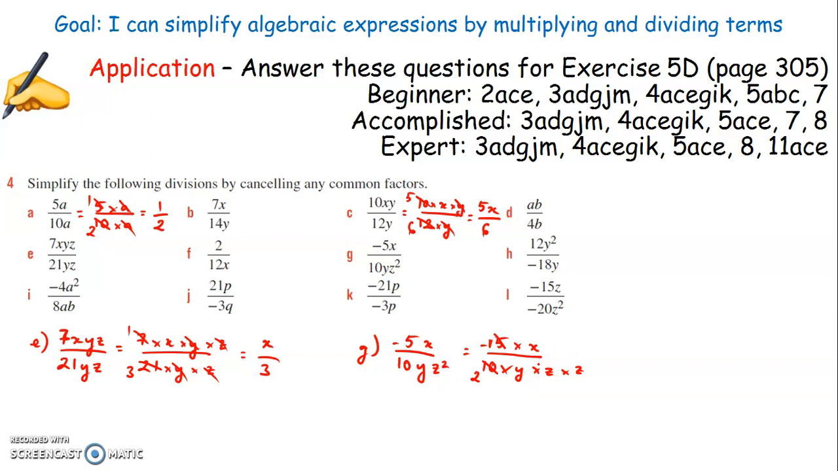And now I can't see any letters that are the same at the top and the bottom. We've got y and z, but they're both at the bottom, so we're not cancelling them. So at the top we have a negative 1 times x. That's going to give us negative x. We don't have to write the 1. And at the bottom we have 2y, and because there's z times z, that is z squared.